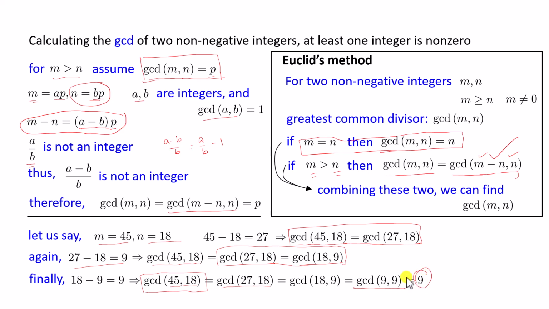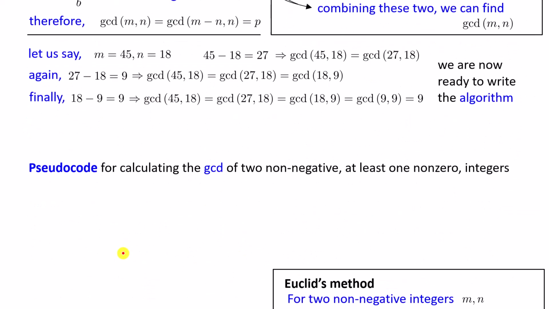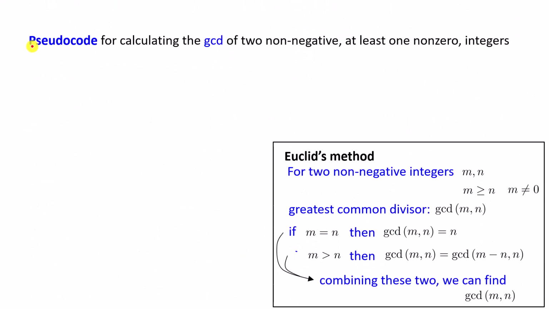So now we understand the procedure. Our goal is, therefore, we want to write this pseudocode for general m and n. We understood it for specific numbers like 45 and 18. So let's go to the pseudocode now.